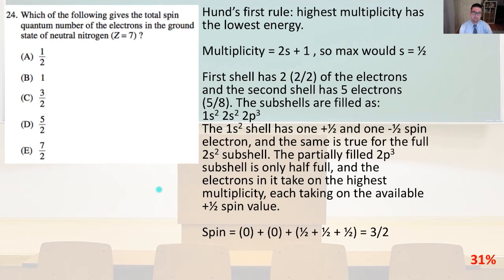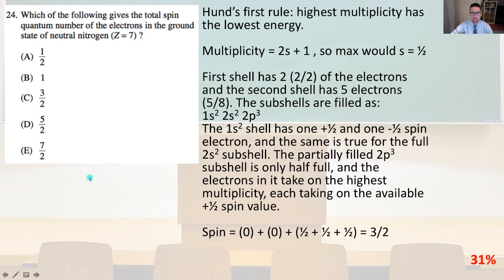So note that in the full subshells, the plus 1/2 and minus 1/2 are going to cancel each other out and be 0. But in this 2p3 subshell, each is going to take on the available positive 1/2 spin value. And so that's going to be the total spin equals 0 plus 0, those are the first 2 subshells that we just talked about, plus 1/2 plus 1/2 plus 1/2, that's going to be 3/2.